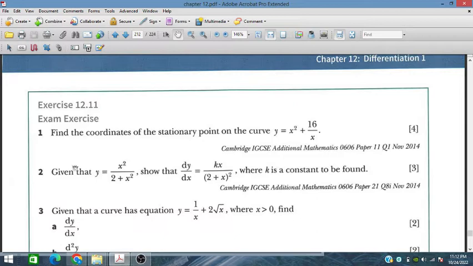In the next problem, given that y is equal to x squared upon 2 plus x squared, show that dy by dx is equal to kx upon (2 plus x squared) squared, where k is a constant to be found. So we have solved this.